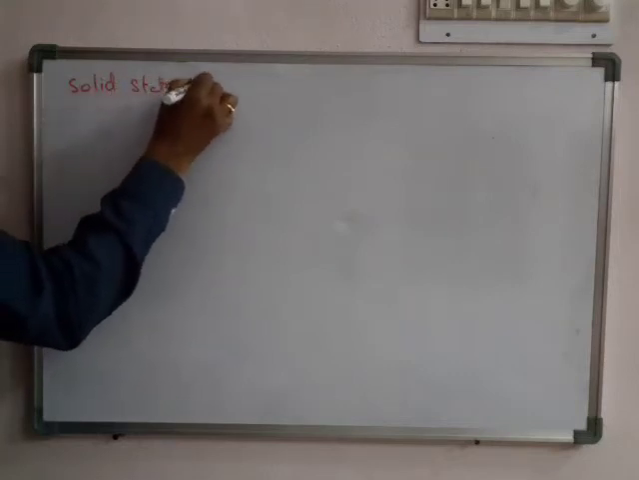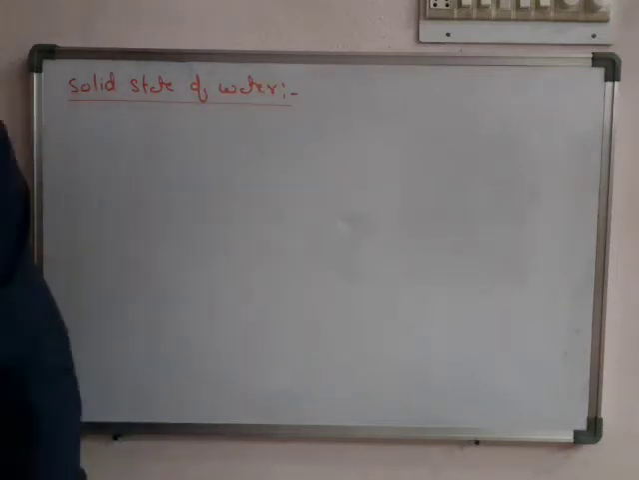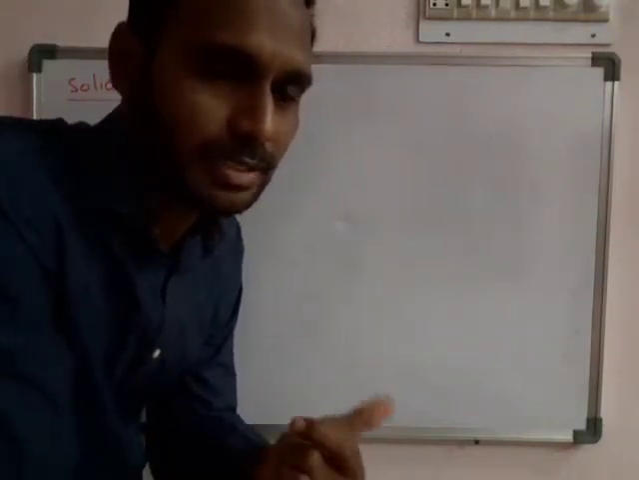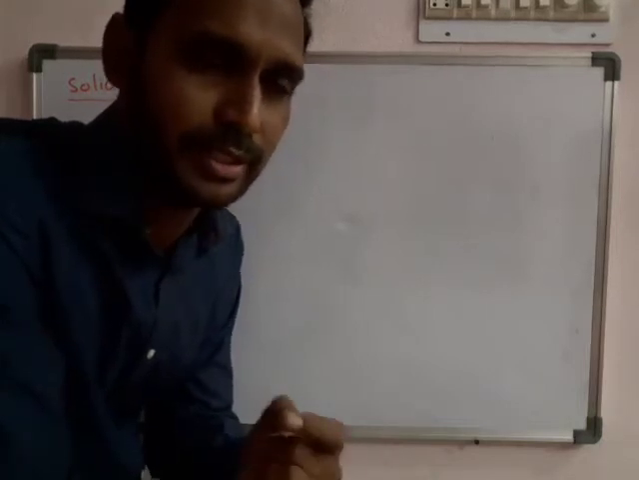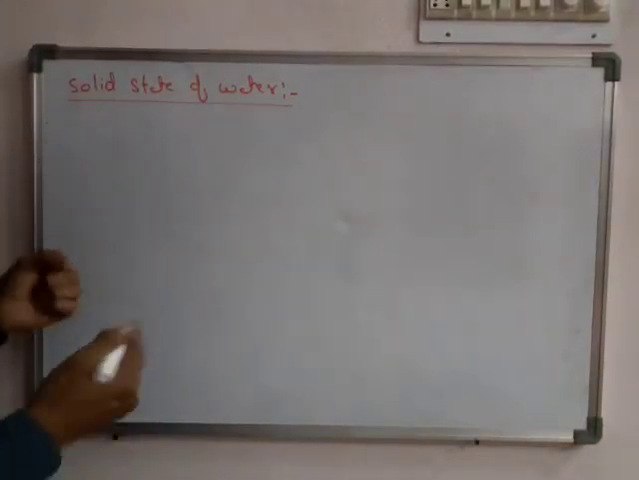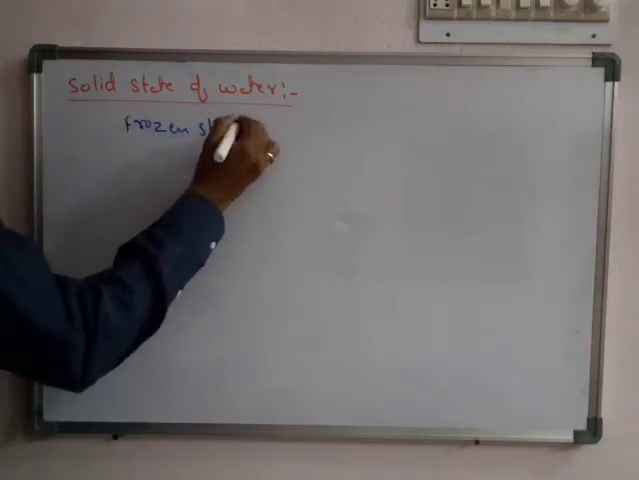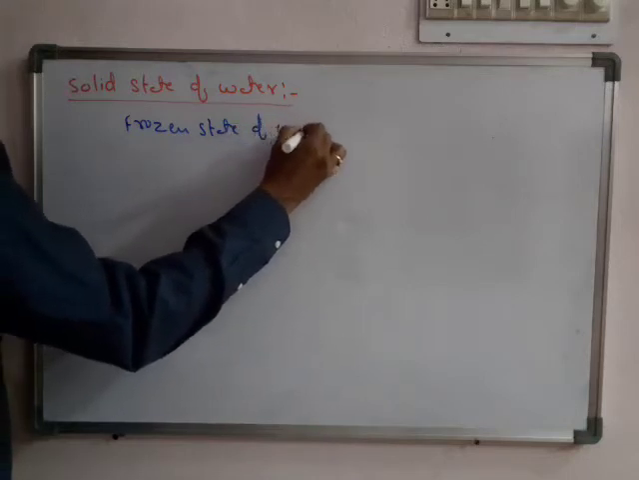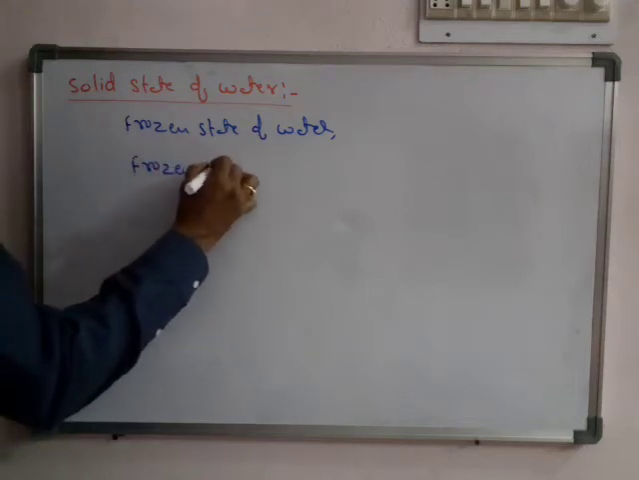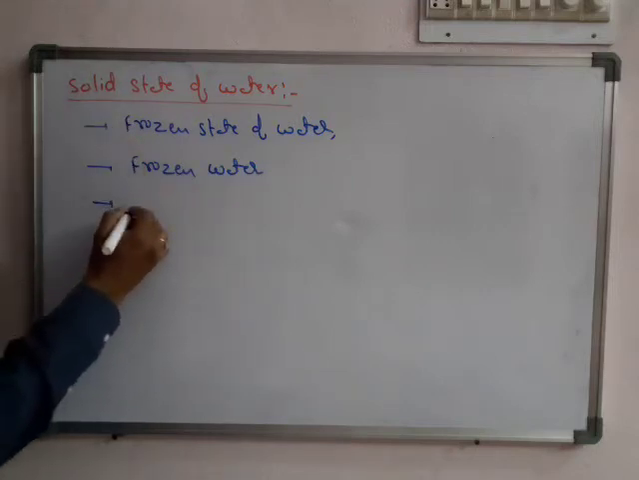First we see about the solid state of water. The solid state of water takes place only at below 0 degrees Celsius. We know that at normal temperature, water is in liquid form. So what does the solid state of water mean? It is also known as the frozen state. Frozen state of water, or we can write frozen water.